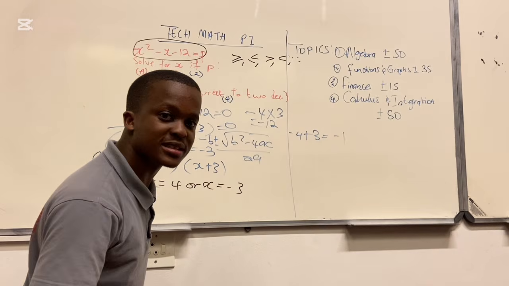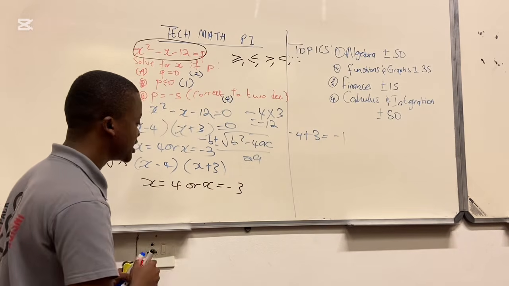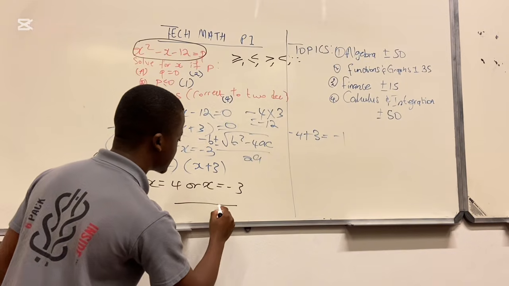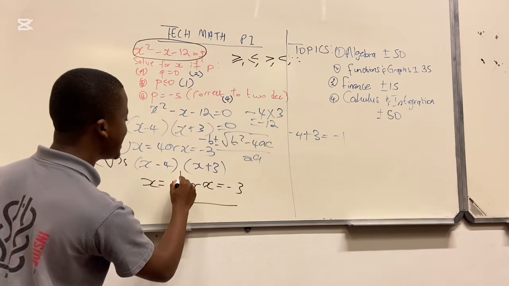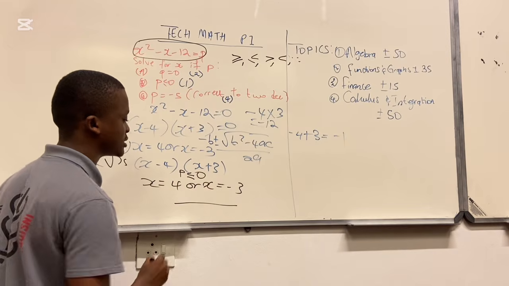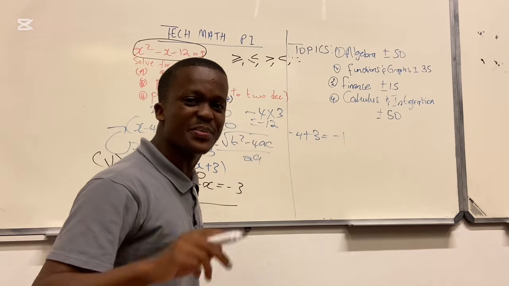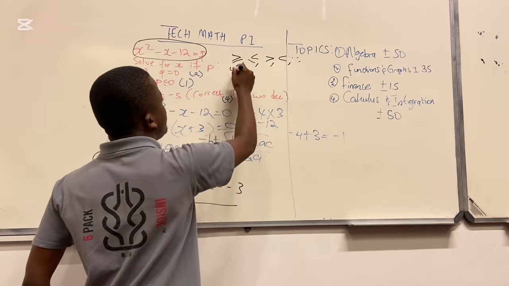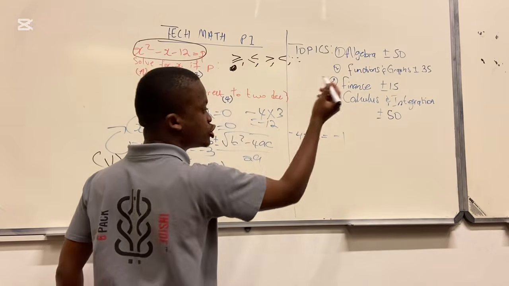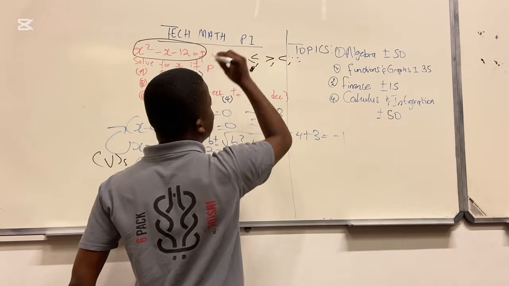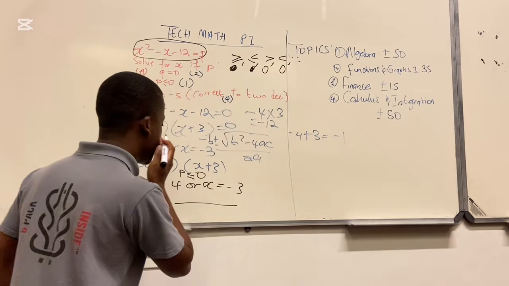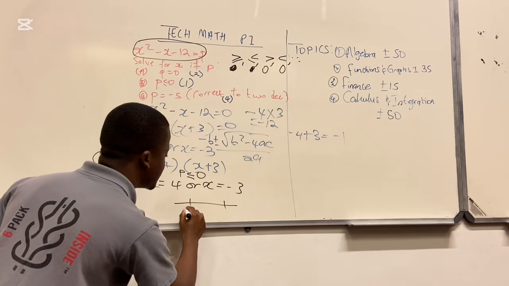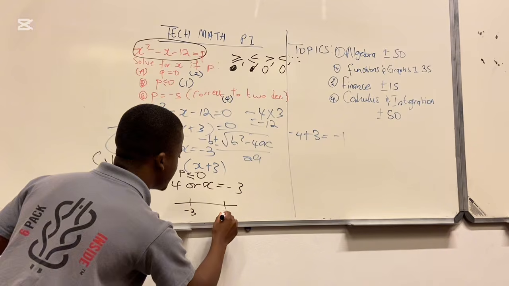Now we go and plot our equation on the straight line. You can use the straight line method or the function. Now it's P less than or equal to 0. That means our circle will be shaded if it's less than or equal to, because it includes. Up here it excludes. Now we have -3, and we have 4.